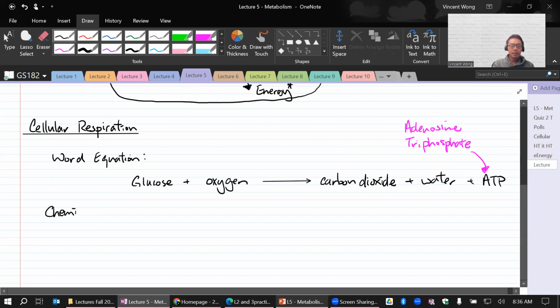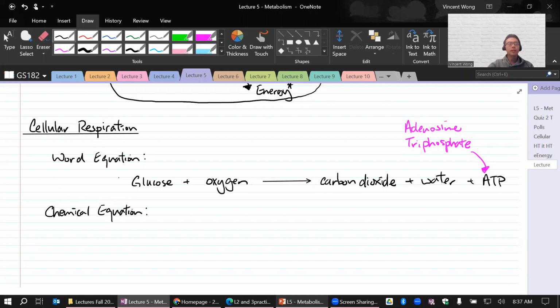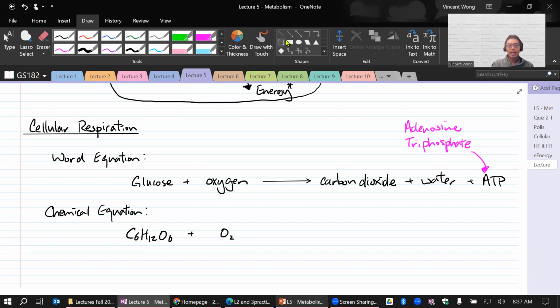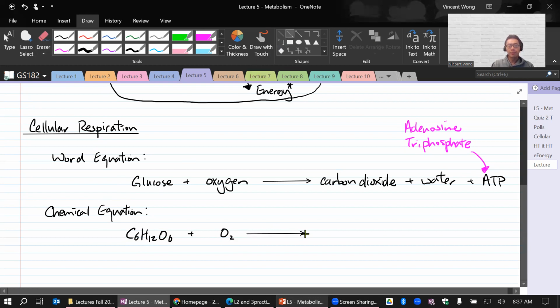Now we can take the chemical equation. So what's the formula for glucose? Anybody remember? C6H12O6. That is correct. Thank you. C6H12O6. We're going to react it with oxygen. Oxygen is O2. It is one of the diatomic elements, right? Okay, it's going to have a double all the time. Carbon dioxide plus water and ATP.